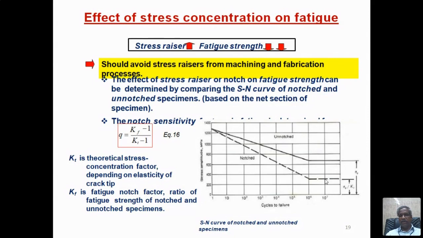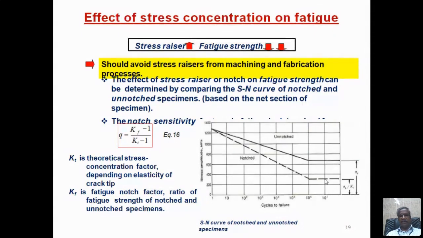But if you introduce a notch on the same material, the fatigue limit, the endurance limit, comes down to only 300 megapascal. You see the horizontal line and find the corresponding stress on the y-axis. So for the notched specimen, the fatigue strength is only 300 megapascal, while for the unnotched specimen it is just above 600, around 650 megapascal. So if you don't have a notch, the material has a fatigue strength of 650 megapascal, but if you introduce a notch, that reduces it to only 300 megapascal.